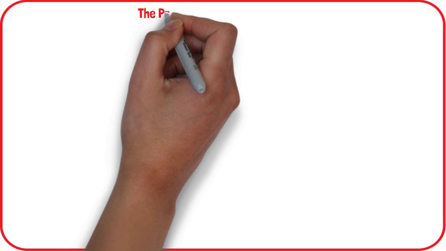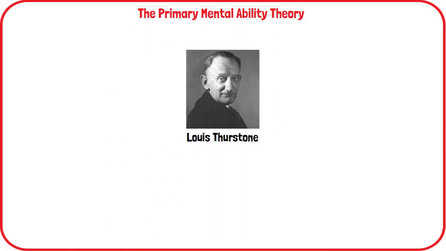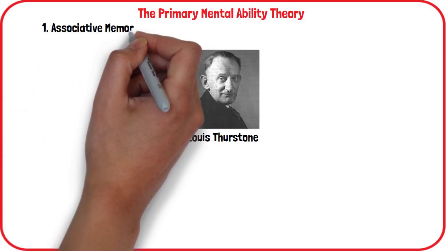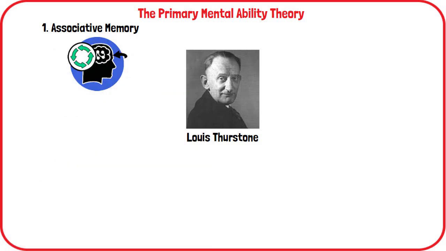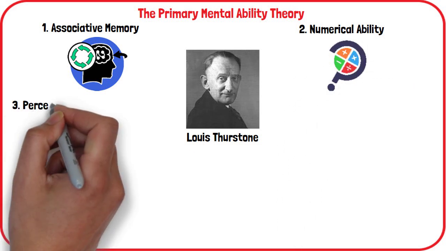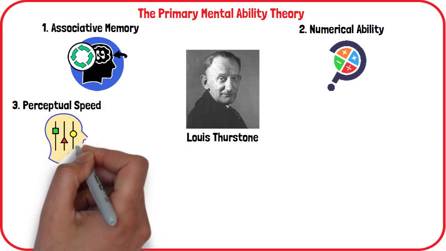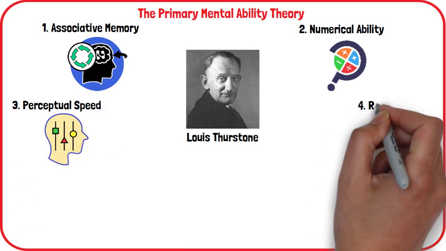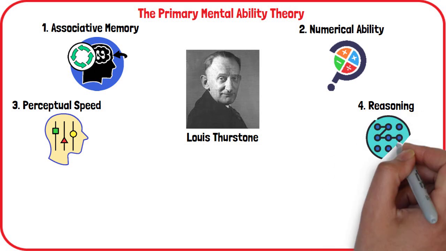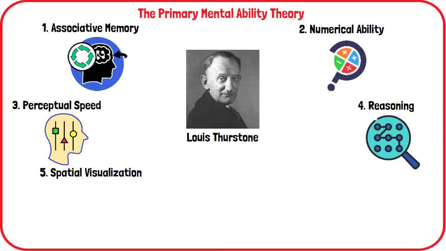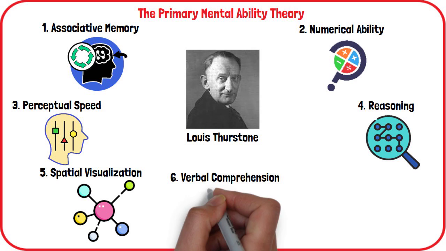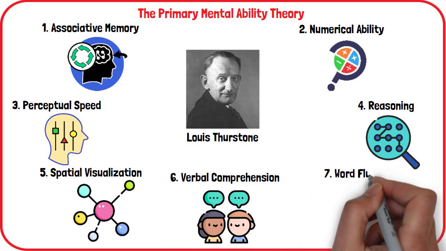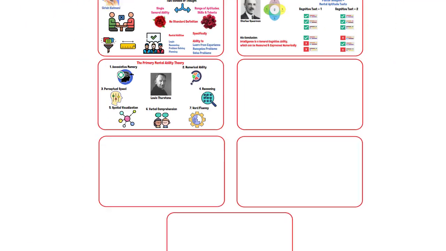The primary mental ability theory. Louis Thurstone focused on 7 primary mental abilities rather than a single, general ability. These include: 1. Associative memory, the ability to memorize and recall. 2. Numerical ability, the ability to solve mathematical problems. 3. Perceptual speed, the ability to see differences and similarities among objects. 4. Reasoning, the ability to find rules. 5. Spatial visualization, the ability to visualize relationships. 6. Verbal comprehension, the ability to define and understand words. 7. Word fluency, the ability to produce words rapidly.